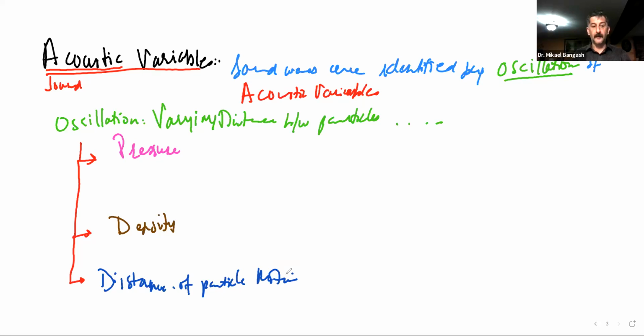Clear? Now girls, it's a must for you to remember what the acoustic variables are. It's going to be pressure, density, and distance. Here when we say distance, it actually means distance of particle motion. Is that clear? So if you are asked what the acoustic variables are: pressure, density, and particle distance. Did you girls get that? Yes. Good.